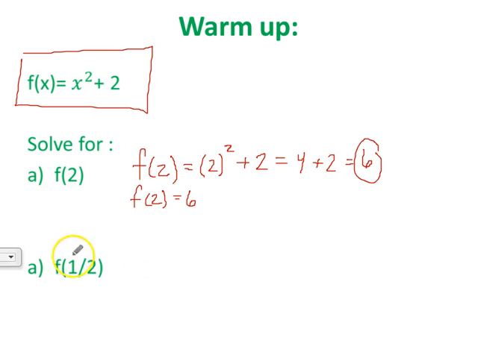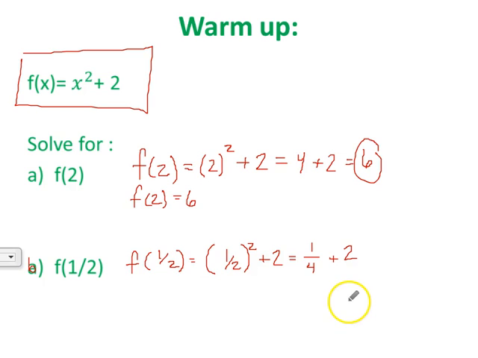We're going to do the same thing for b. That should say b, not a. F of 1/2, I'm going to plug in 1/2 wherever I see an x. So 1/2 squared plus 2. I know 1/2 squared, I'm going to take 1 and square it, and I get 1. And I'm going to take 2 and square it, and I get 4. So 1/4. 1/4 plus 2.